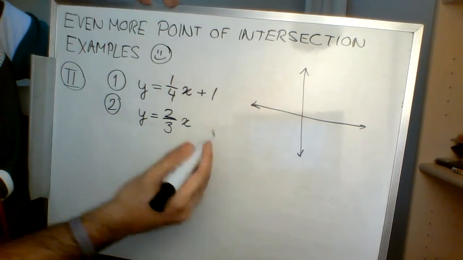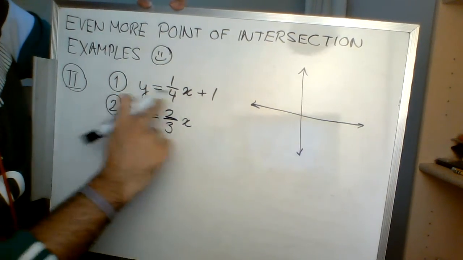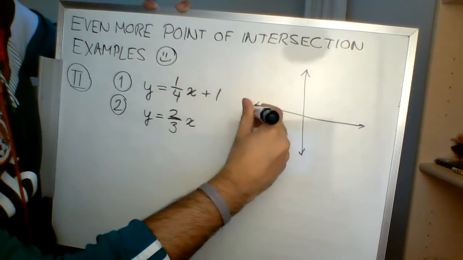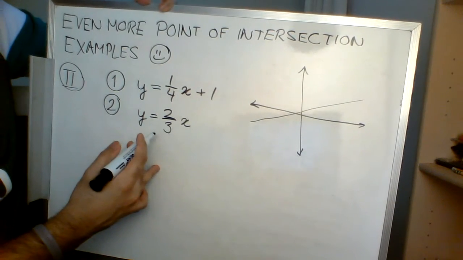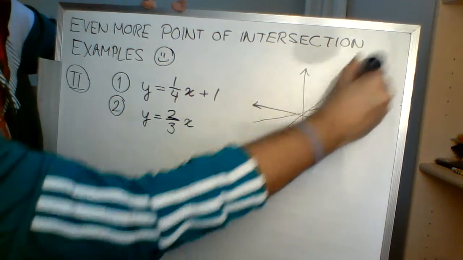So basically what we have, obviously I'm not going to draw these super accurately, but we've got a line that's got a slope of 1/4 and a y-intercept of 1, so it might look something like this. And then we've got the second line that's got a slope of 2/3 and the y-intercept is 0, so it might look something like that.